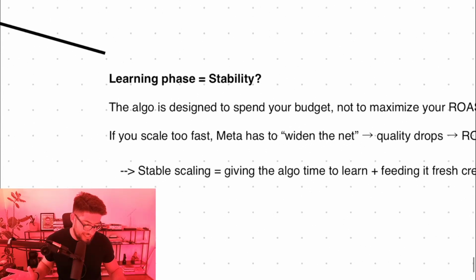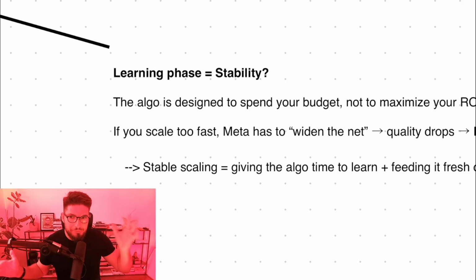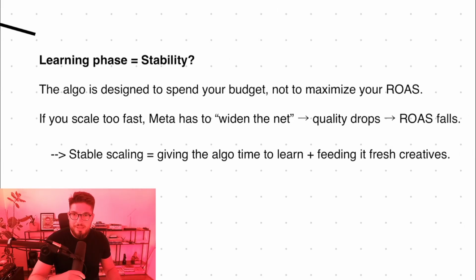And then the last thing is learning phase equals stability. I think yes, but some people think no. My opinion is yes, after a lot of years doing Facebook ads, 8 years actually, 30 million in ad spend, all of these things. The algorithm is designed to spend your budget, not to maximize your ROAS, and you have to have that super clear. And if you want to scale too fast, typical thing, you would break learning phase and everything.